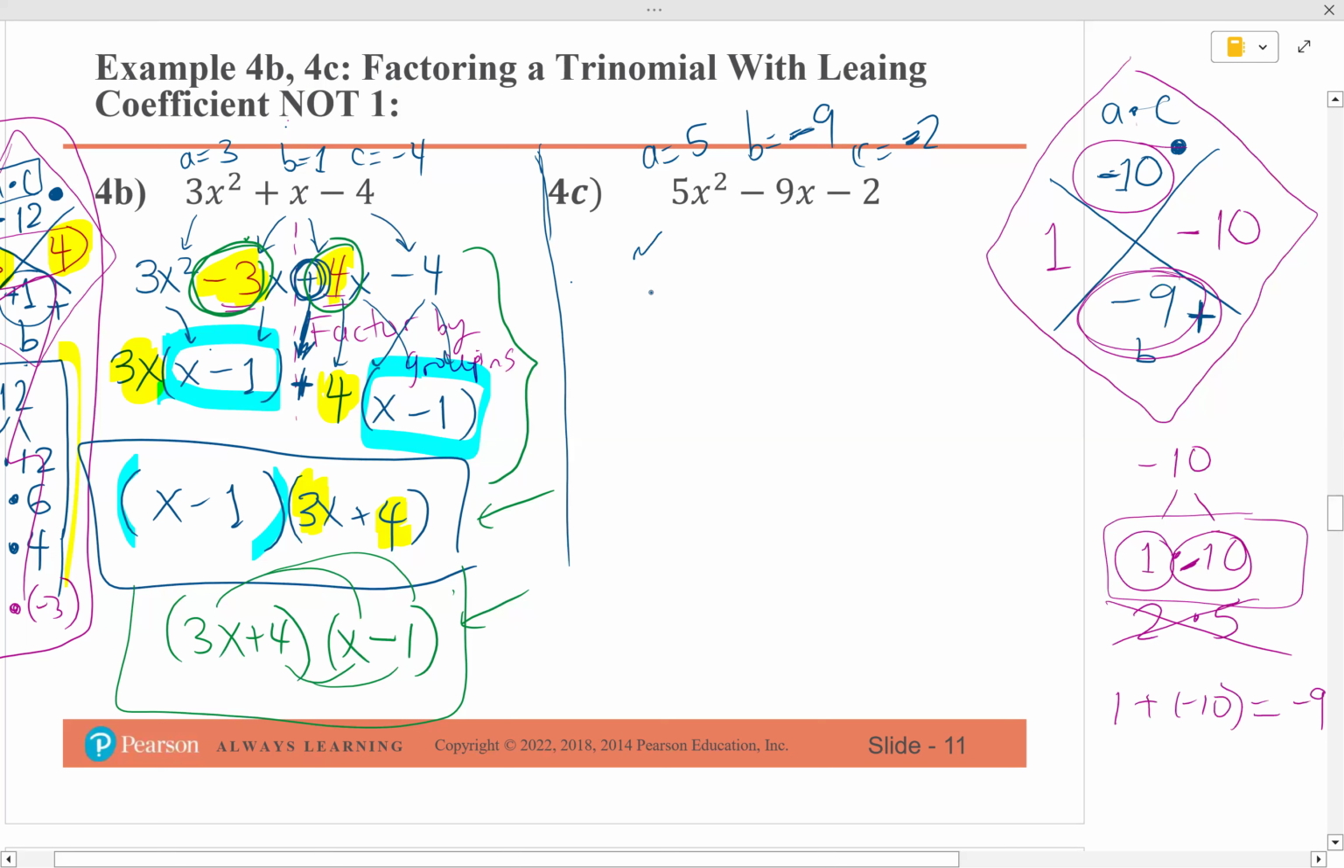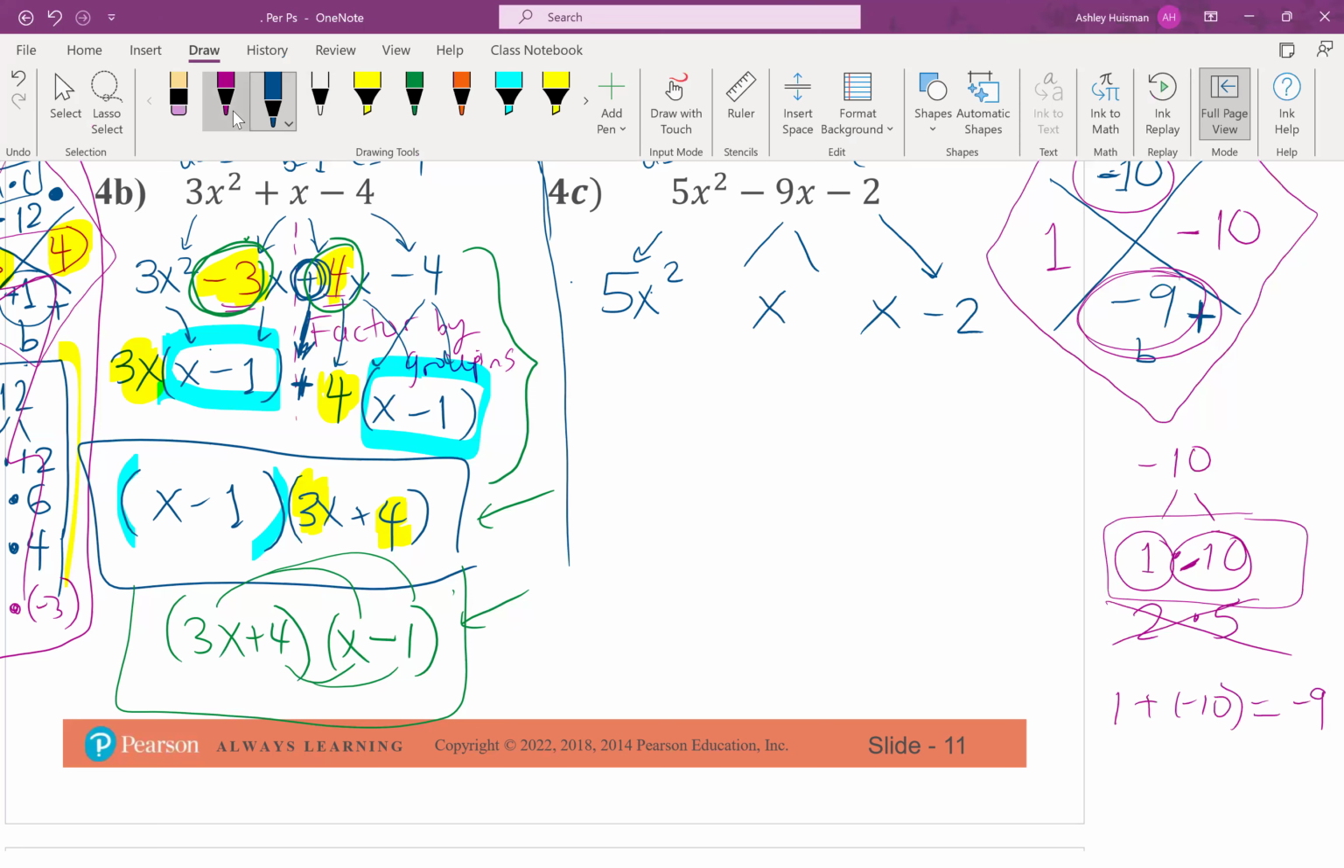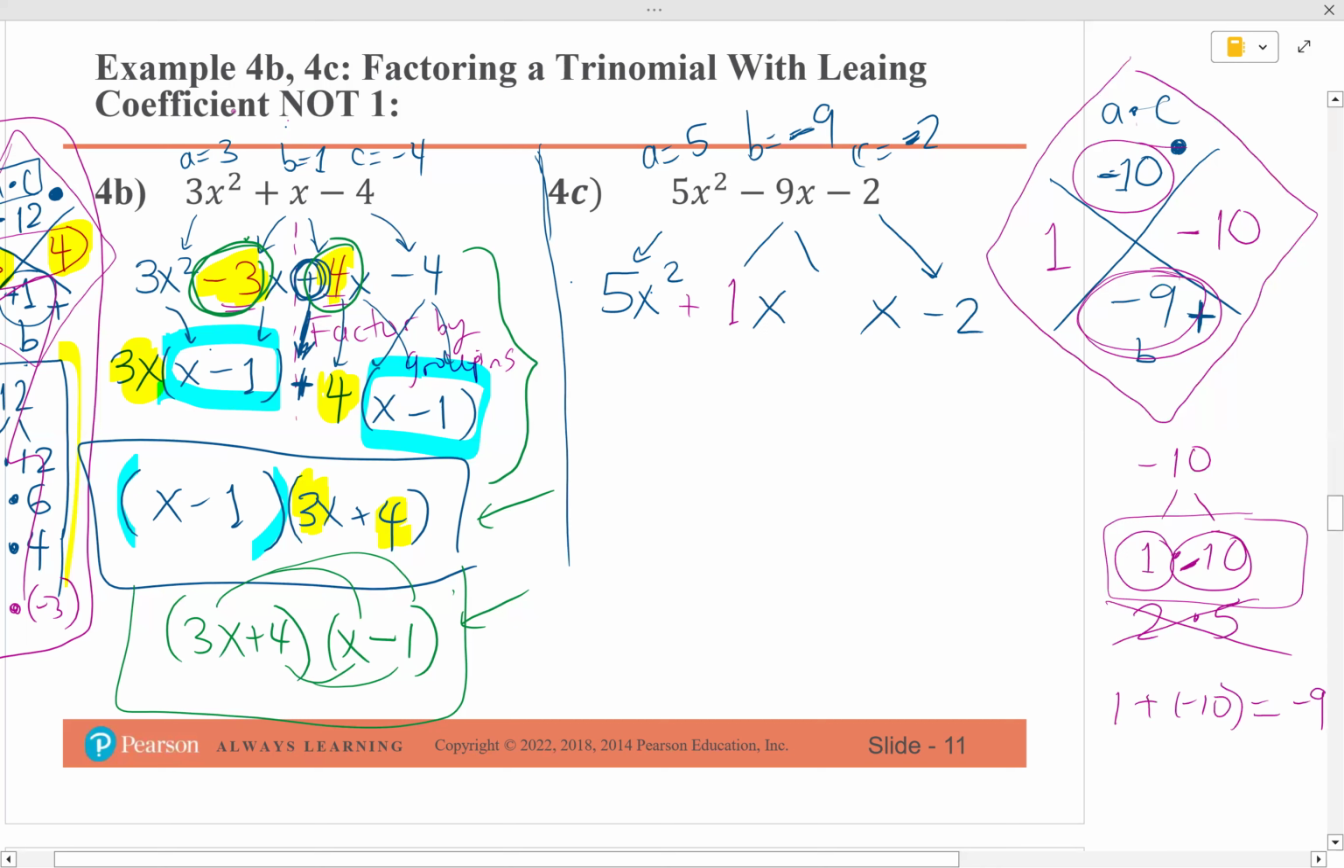All right, now I'm going to rewrite the first term. You stay the same, sir. Last term stays the same, but this middle guy is going to split up. It was -9x, but now I'm going to write those numbers that I found with the x. It was +1 and -10. Those were the guys I found.